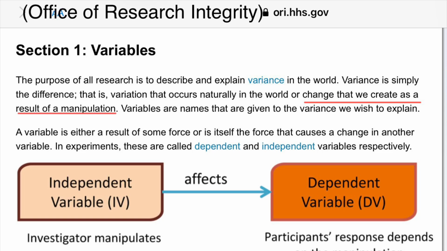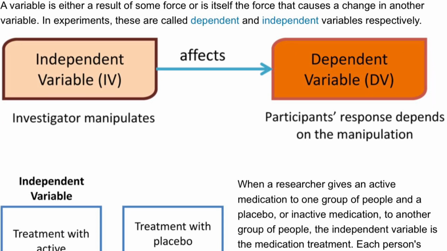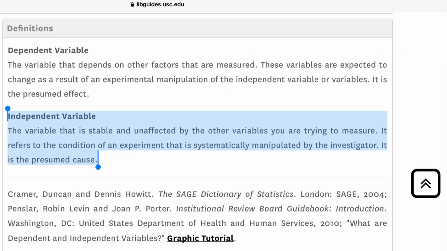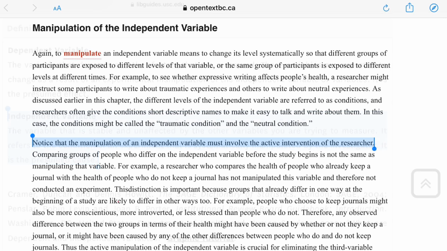From the Office of Research Integrity, the change that we create as a result from a manipulation. Also, therefore, in experiments, a researcher manipulates an independent variable to determine if it causes a change in the dependent variable. The pain's still not over. From LibGuides, the independent variable refers to the condition of an experiment that is systematically manipulated by the investigator. It is the presumed cause. And just in case you're trying to block your ears, from Boston College, notice that the manipulation of an independent variable must involve the active intervention of the researcher.